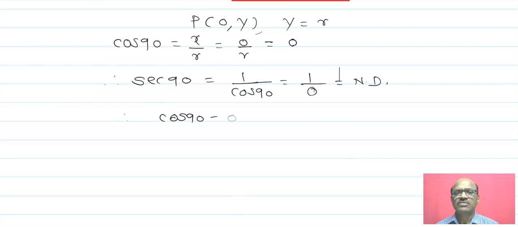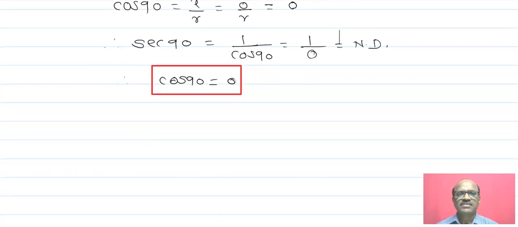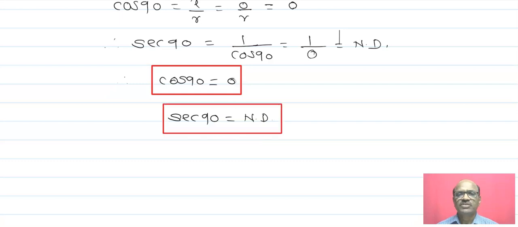Cos 90 is 0 and the sec of 90 is not defined. Therefore, sec of 90 is equal to not defined because it is 1 upon 0.